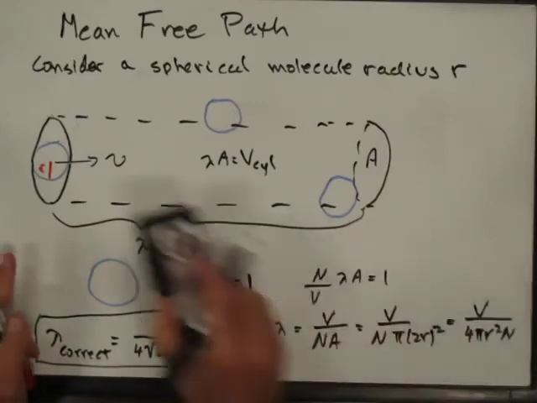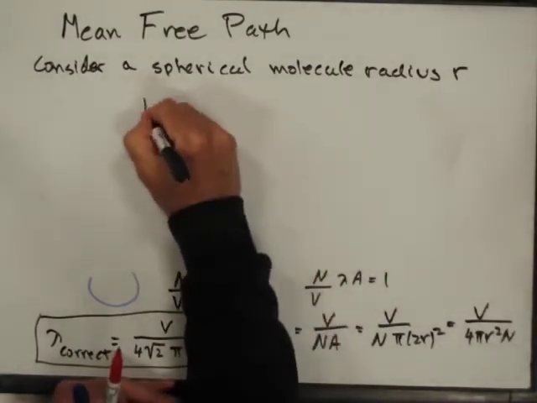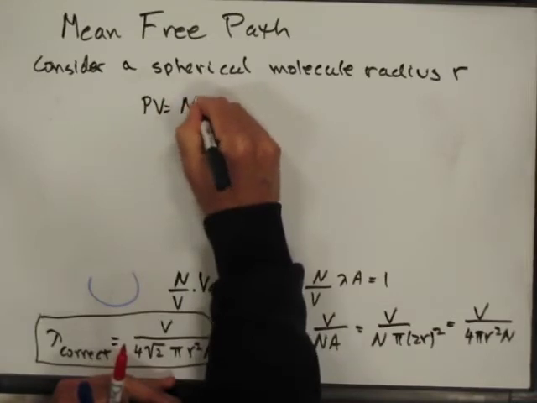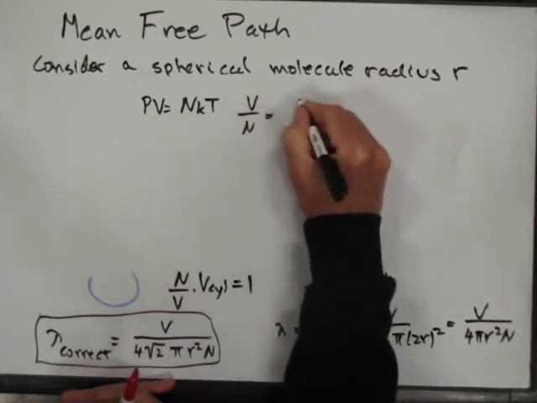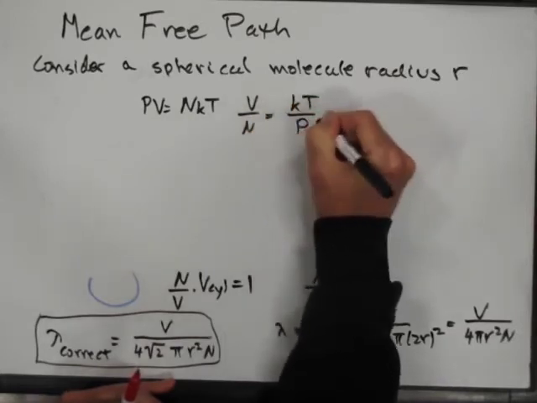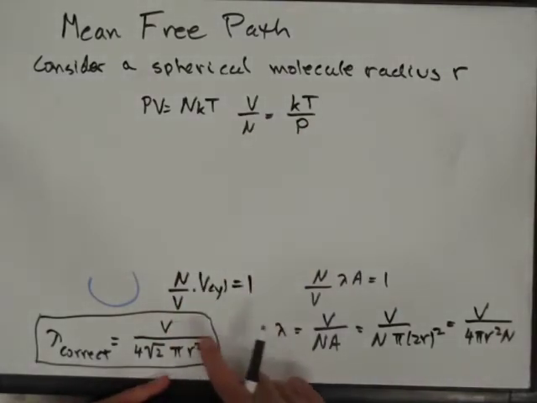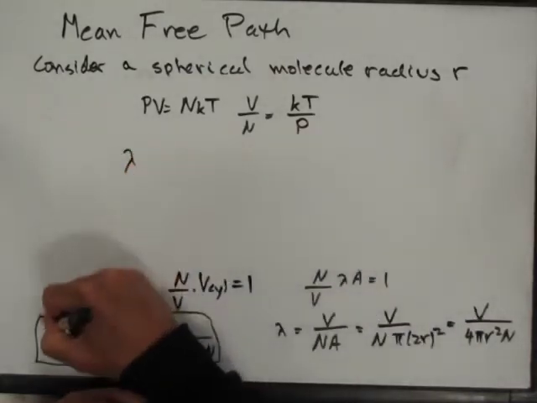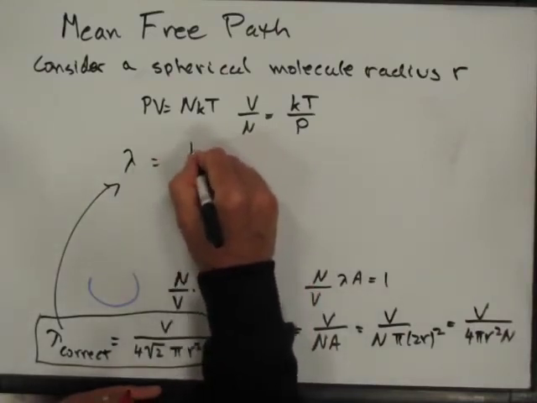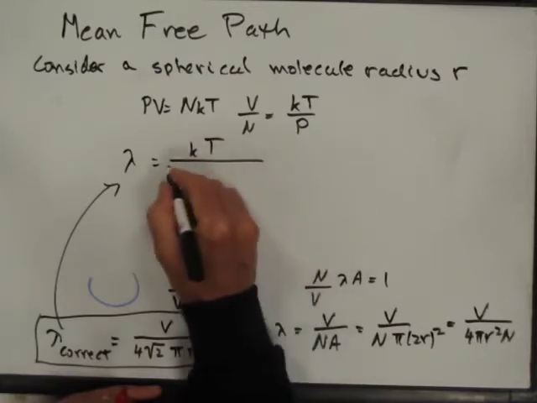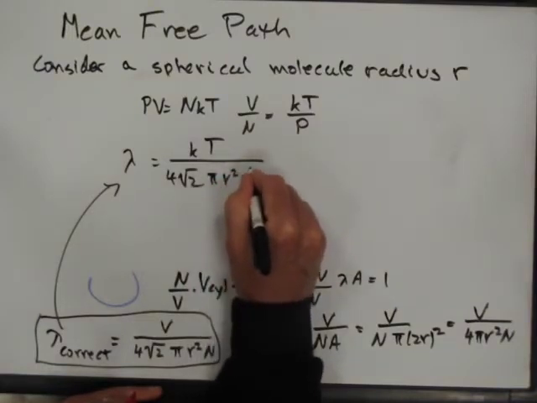And so I'm gonna clear this out a little bit, and I'm gonna say, look, we can use the ideal gas law, right? We can say PV equals NkT, and so V over N is equal to kT over P. You follow that? And so I'm going to replace this V over N with kT over P, and I get lambda. Now that's this lambda. I'll stop writing correct next to it. Lambda is equal to kT over 4 times the square root of 2 pi r squared times the pressure.